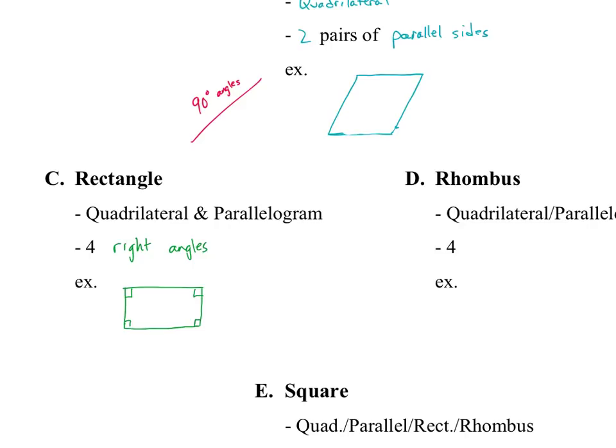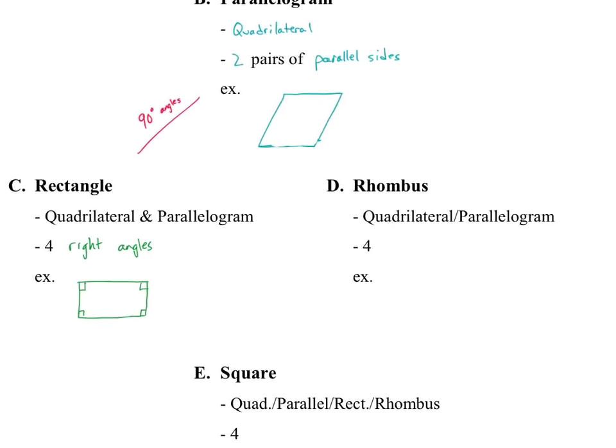Now a rhombus is similar in that it's a type of parallelogram, but now our angles aren't going to be 90 degrees. These are often what people think of as a diamond shape, so not 90-degree angles. But something's true about the sides. It's a quadrilateral and a parallelogram, but it has 4 congruent sides. So the rectangle has 4 right angles, and this is going to have 4 congruent sides. In other words, all the sides need to be the same length.